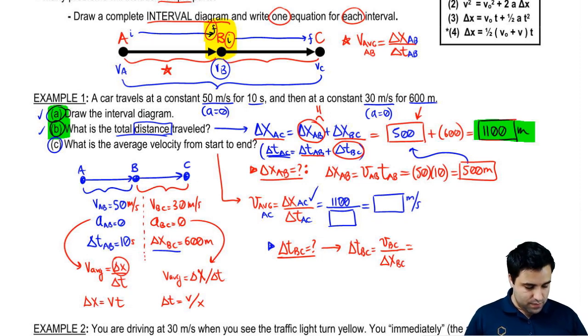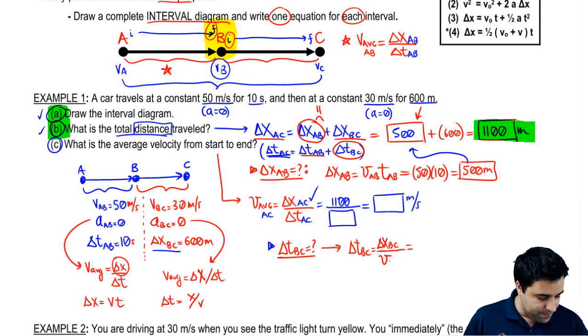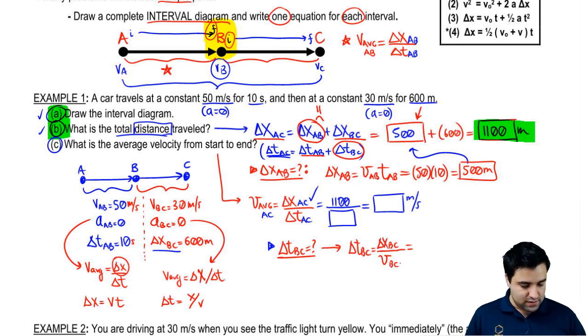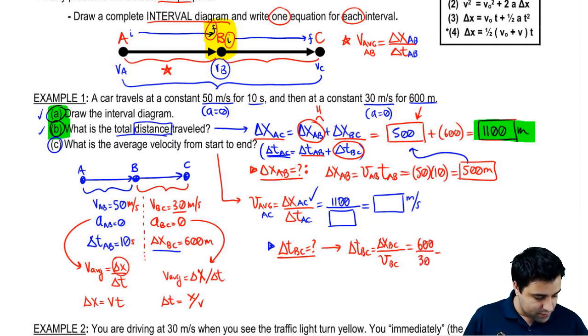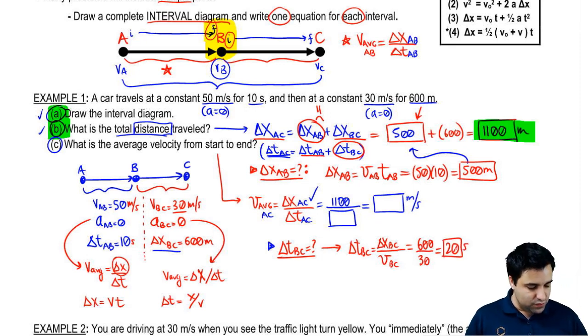Did I get that right? Nope, I got it backwards. It's actually x over v. Whoops, big mistake. Delta x over v BC. Cool, caught that on time. So delta x is going to be 600, and the velocity here is 30. So this is 20 seconds. So my second time is 20 seconds.